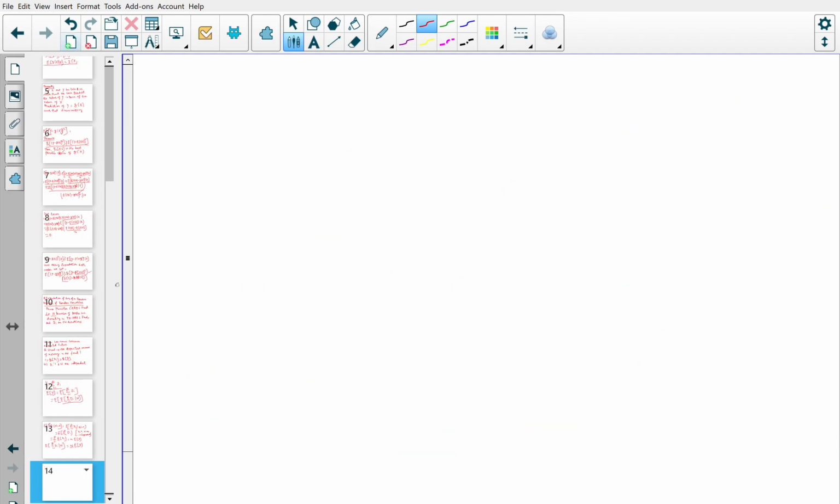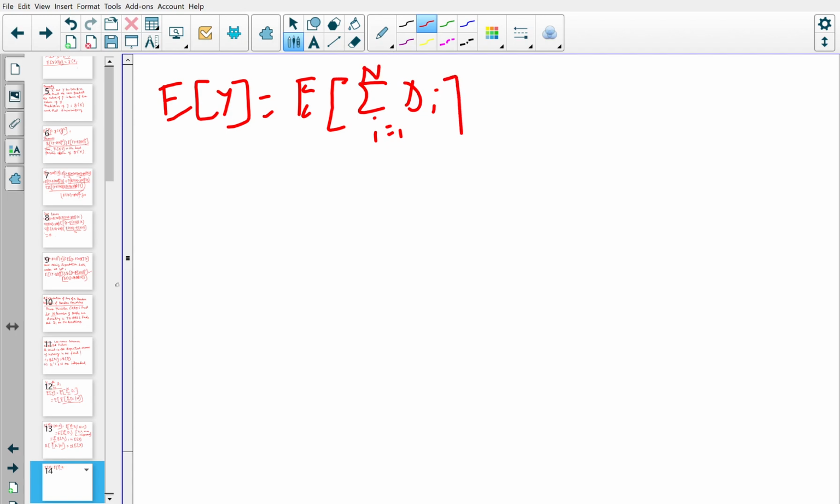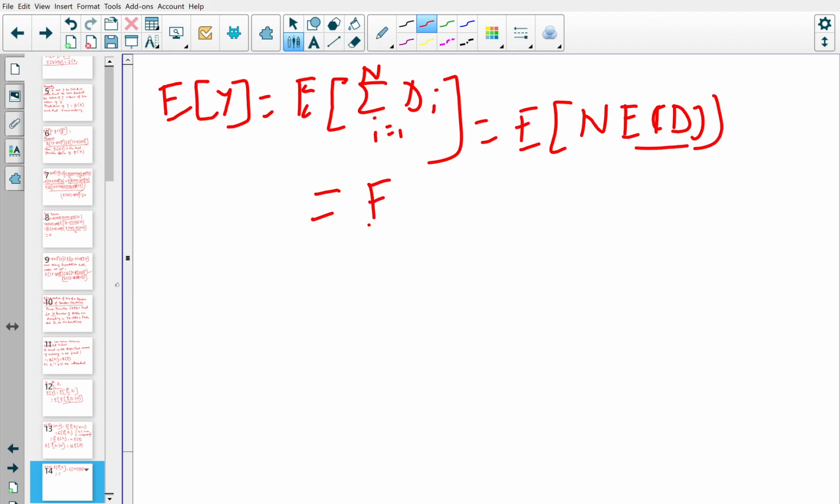Hence, using the formula, the expectation of Y, which we tried to find out, is the expectation of the sum over Di, i equal to 1 to capital N, which is nothing but the expectation of N times the expectation of D. The expectation of D is a constant, so it comes out: the expectation of N times the expectation of D. So this is the answer.